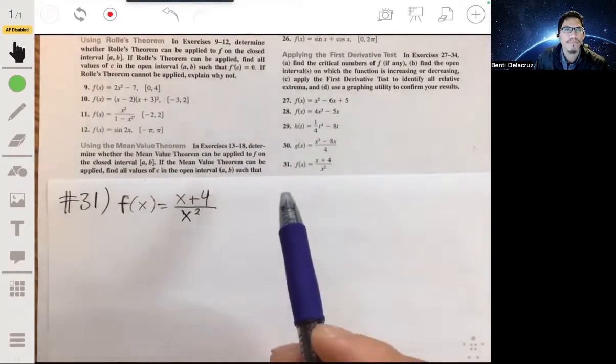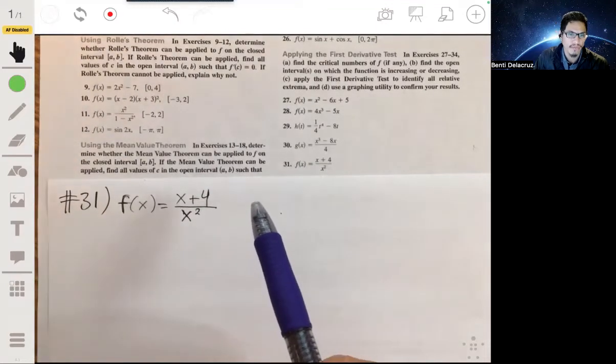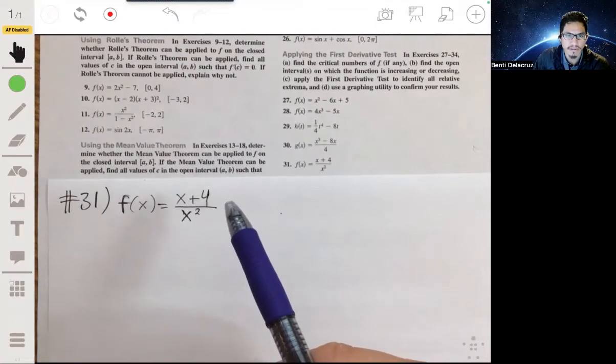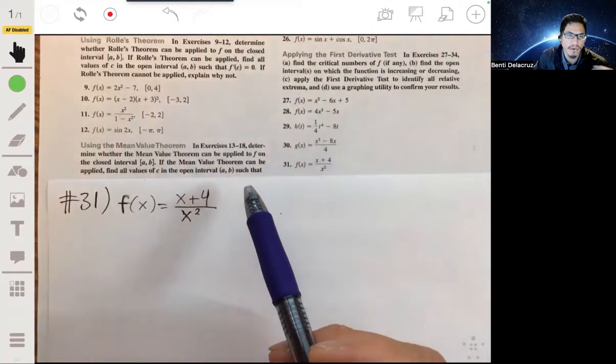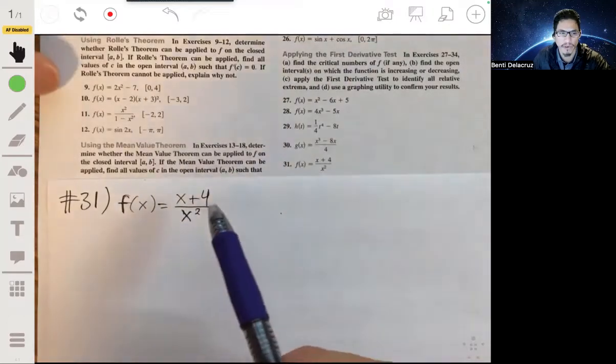All right, so we're gonna figure out what the critical numbers are for these functions and figure out where it's increasing, decreasing, and if there are any relative extrema. So maximum or minimum, so largest values, smallest values. So we're gonna go over 31 first.